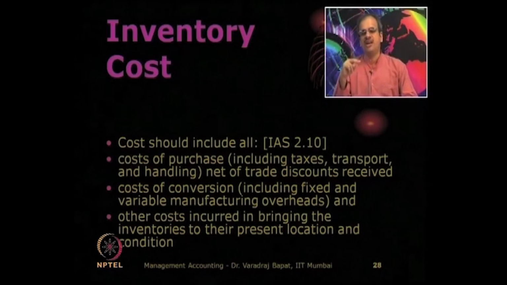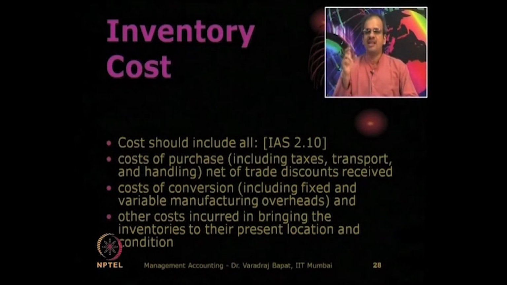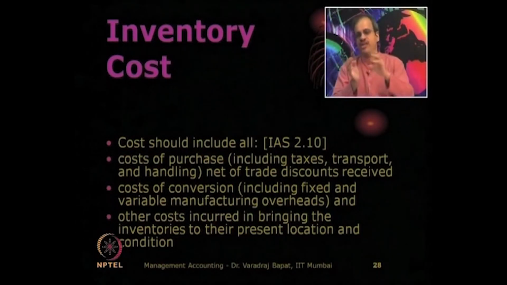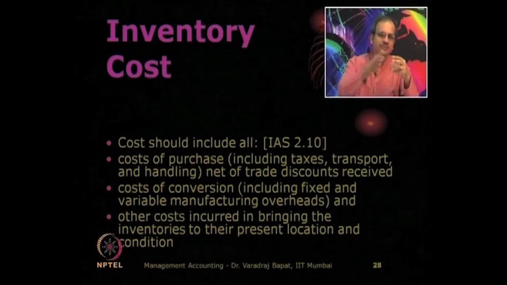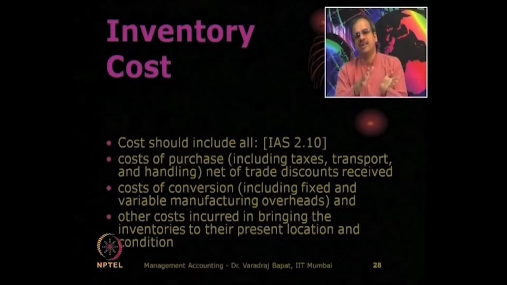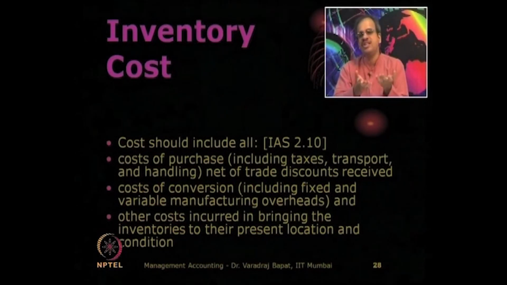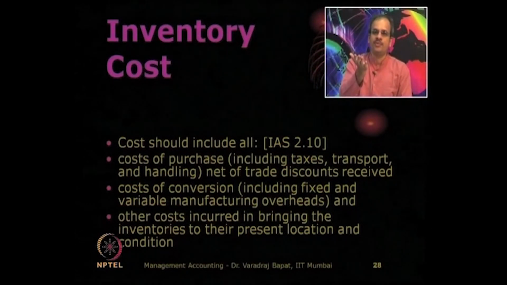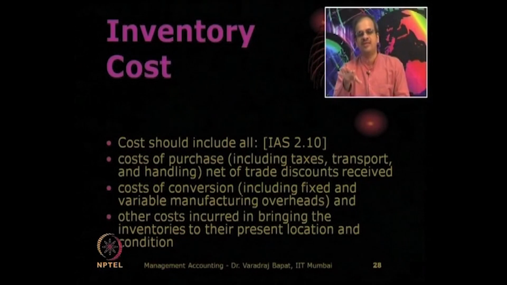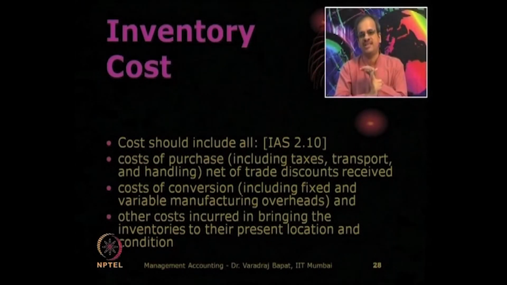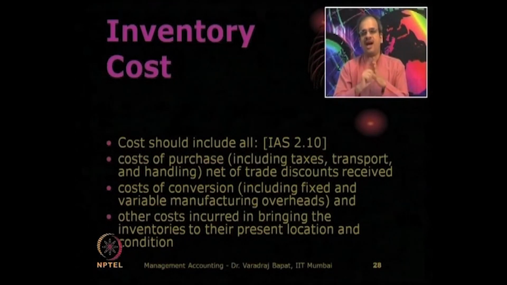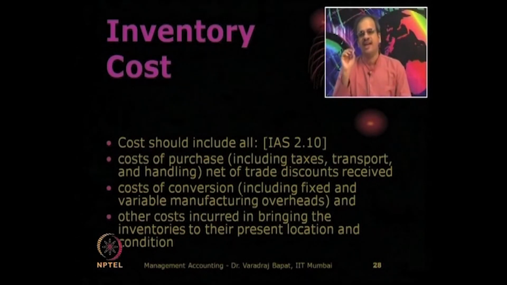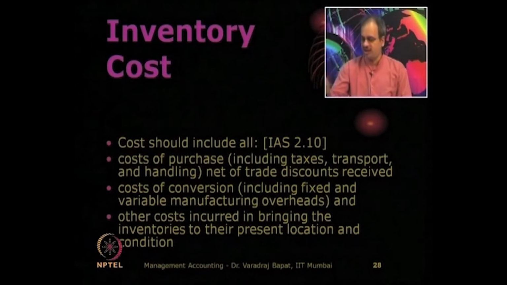Third item, if you have incurred any extra cost which is required to bring the item to its present location and condition. Location we have already discussed, let us say transportation, or condition. You might have done some finishing or applied some attractive packing which increases the cost of the item; that will also be added. That is why all these three components, cost of purchase, cost of conversion and other related costs, comprise what is known as cost of inventory as per International Accounting Standard 2.10.